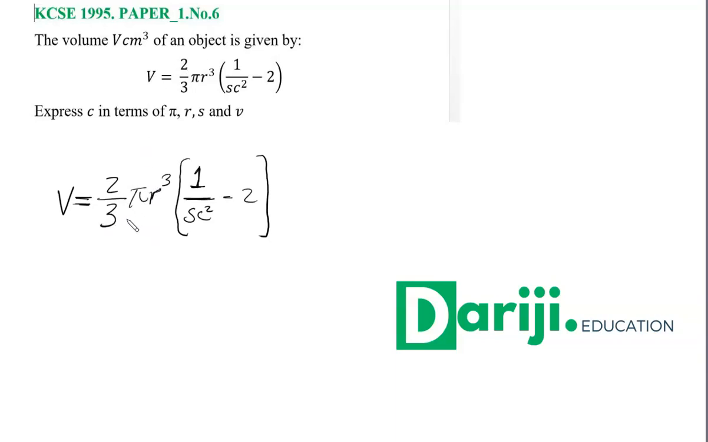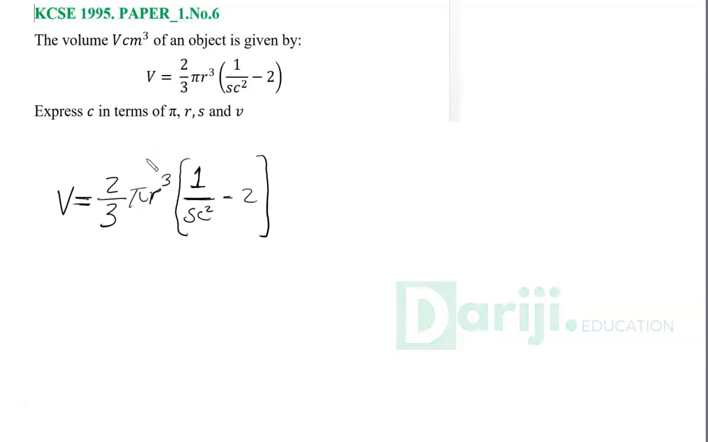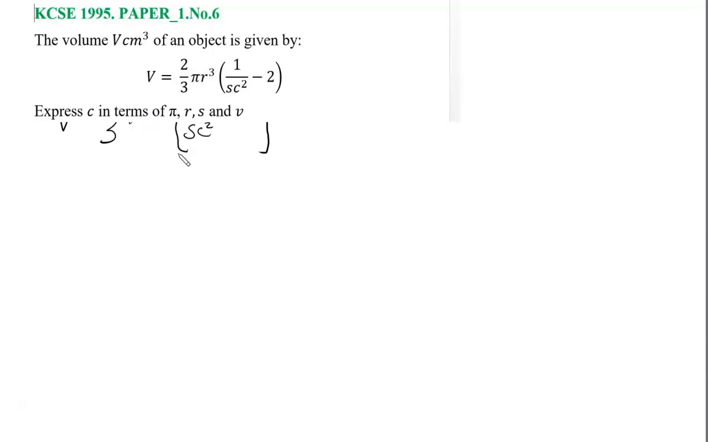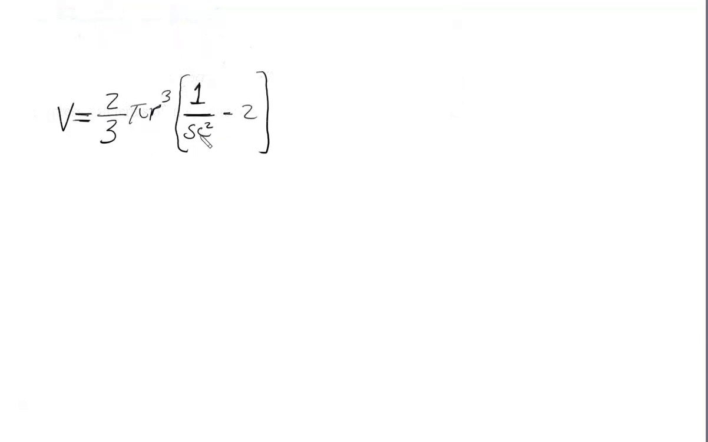Hello and welcome to this next question. This particular question appeared in the KCSE of 1995, paper 1, number 6. And the challenge was to make C the subject of the formula. We need to remove everything so that we remain with C.